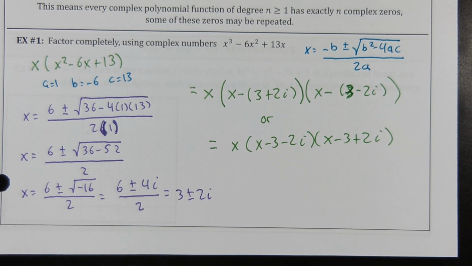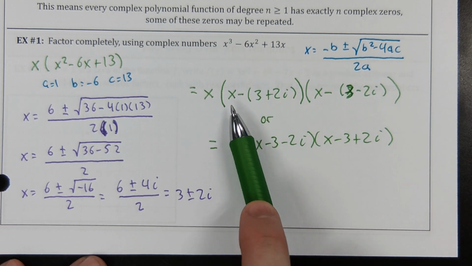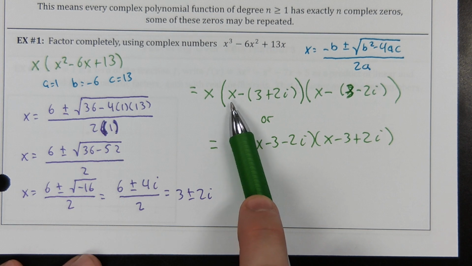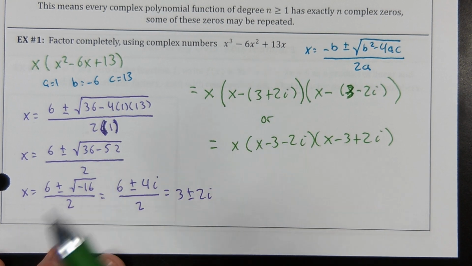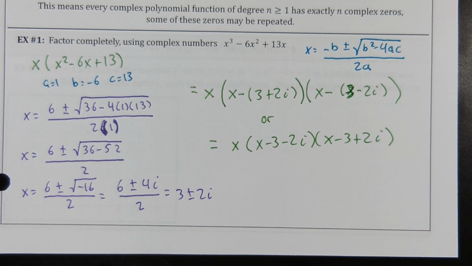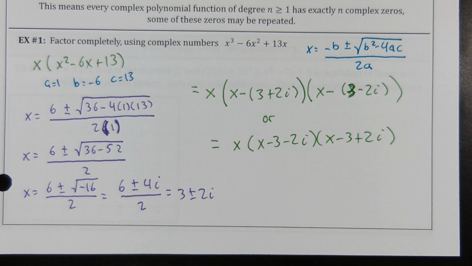Isn't 3 minus or 3 plus 2i x? That's one of the solutions, yeah. Because look, if you plug in 3 plus 2i right here, what is 3 plus 2i minus 3 plus 2i? 0. Exactly. And 0 times this is 0. That's why 3 plus 2i is a solution. When you write something as factored out, it's always x minus the solution.